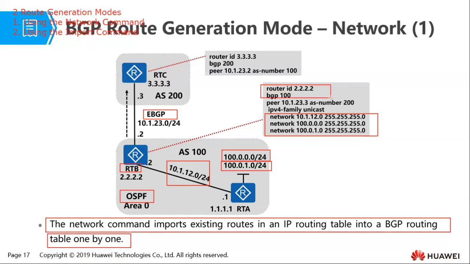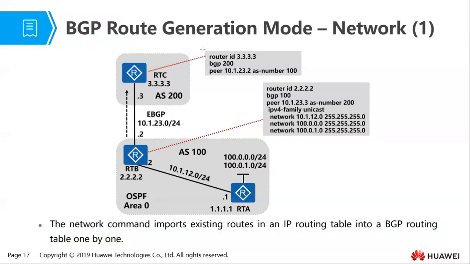So we specify the router ID, then we go ahead, BGP 100, then peer. So we are peering to RTC on this particular interface here. After that, we use network, 10.1.12.0, then the mask 255.255.255.0. Similarly, we also advertise the 100.0.0.0 and the 100.0.1.0 networks. So that is how we advertise routes to our neighbors using the network command.